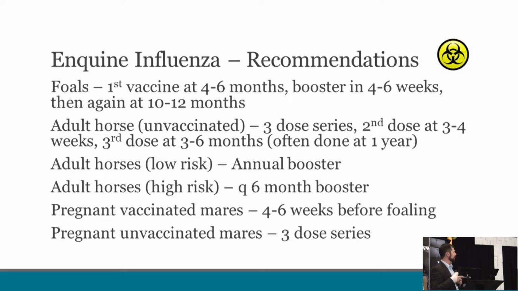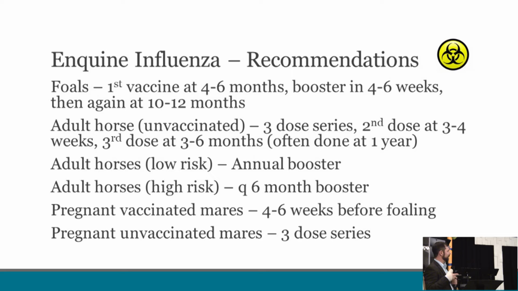So further vaccine recommendations for foals, this is pretty similar. Vaccinate at 4 to 6 months of age, booster that in about 4 to 6 weeks time, and then again at about a year of age. For adult horses that are unvaccinated, we again recommend a 3-dose series with the second dose at 3 to 4 weeks after the first, and then the third dose at 3 to 6 months, although often that will happen at about a year post. Adult horses that are at low risk may receive an annual booster, or in some cases, if they have 0 exposure, then that may be omitted. Adult horses that are high risk should get it about every 6 months.